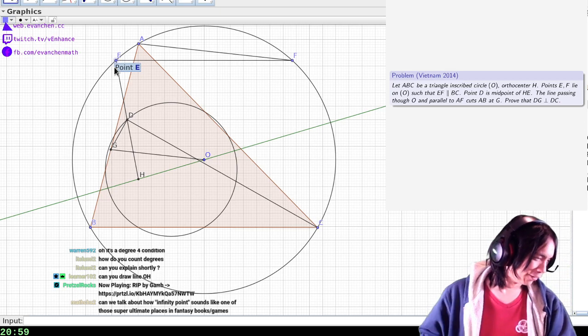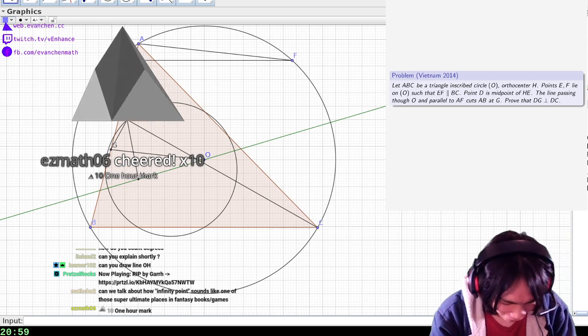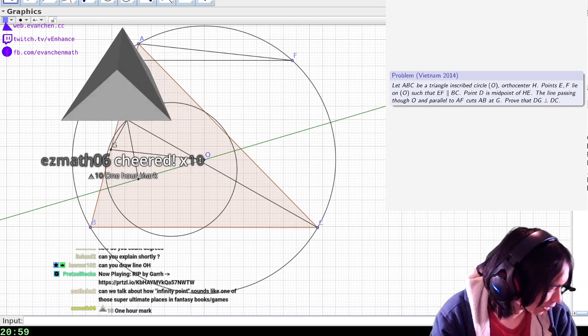Can we talk about how infinity points sounds like one of those super ultimate places in fantasy books or games? Yes! Moving points final boss!